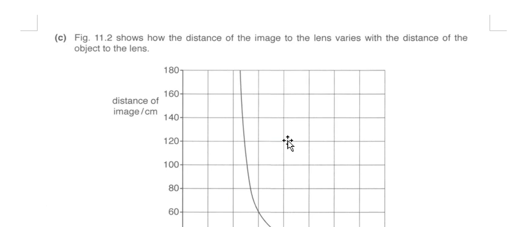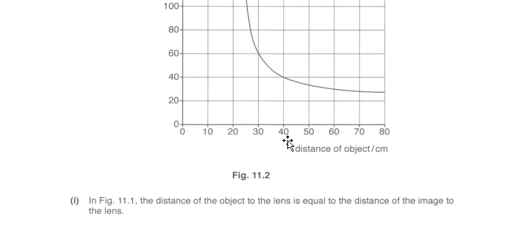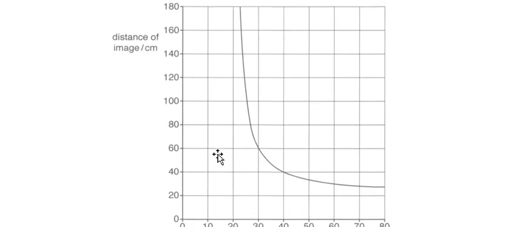This is a graph of how the image distance of the lens varies with the distance of the object from the lens. So if you look at this graph over here, the question is: the distance of the object to the lens is equal to the distance of the image to the lens. Use the graph to determine the distance of the object to the lens. So they're asking you when is the object distance equal to the image distance. So you can just check.